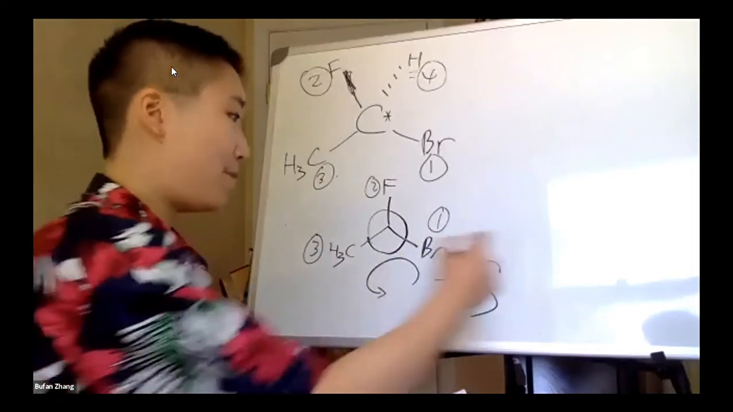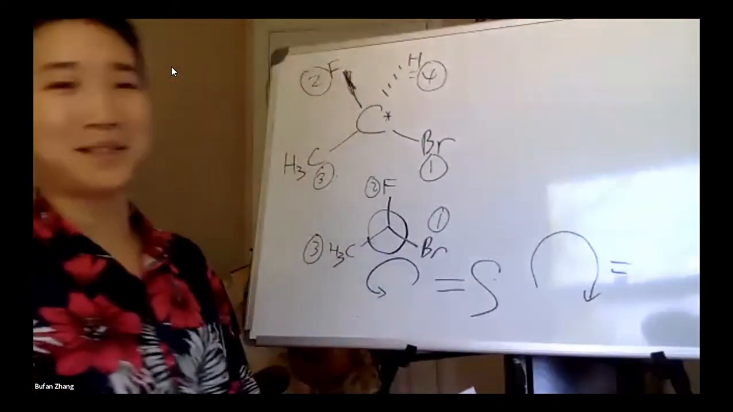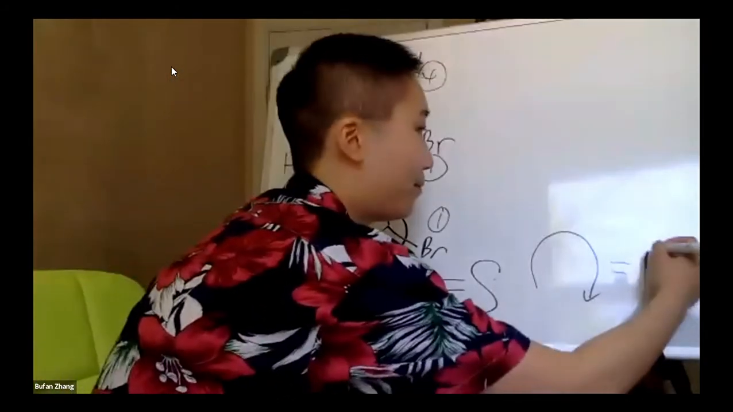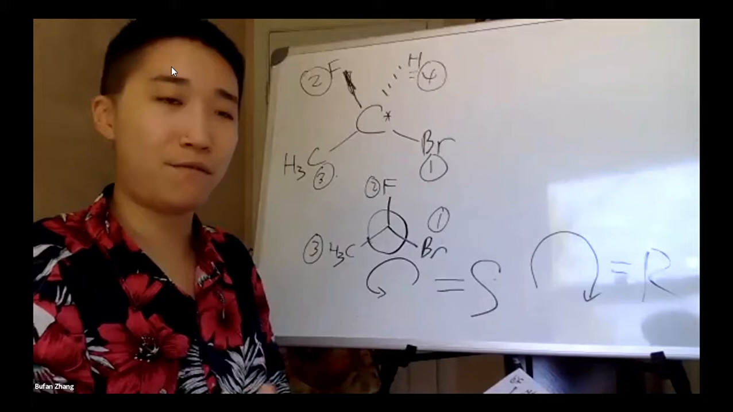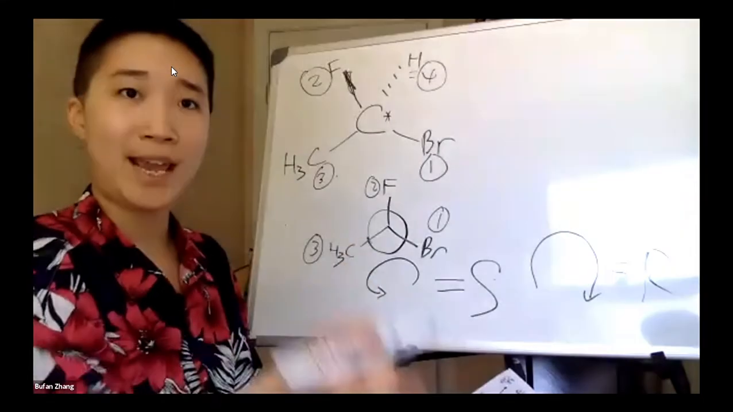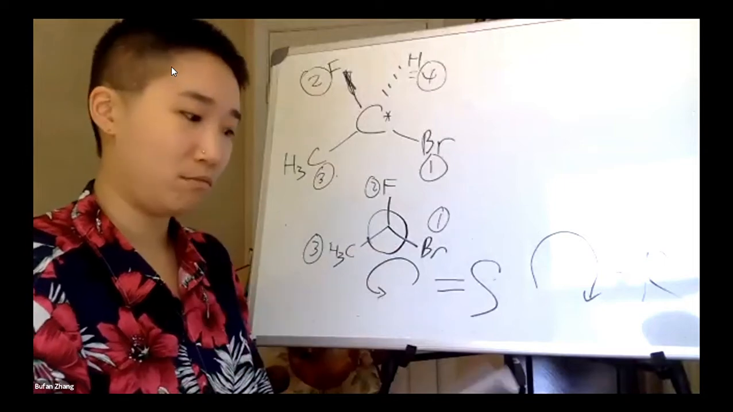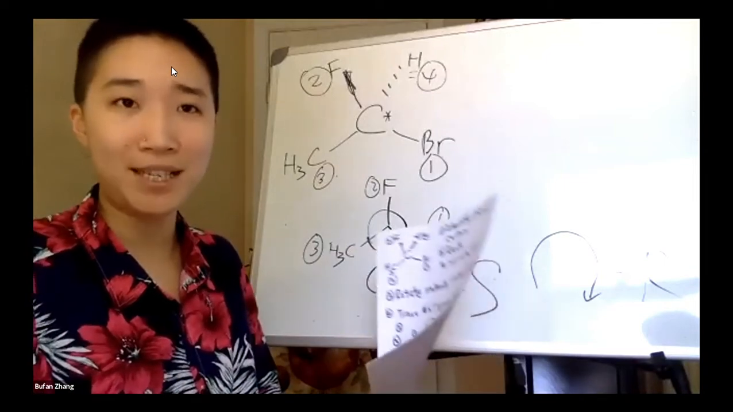But how about if it goes clockwise? Can anybody guess? R. It's going to be called R. You're absolutely right. So this is the difference between S versus R. If you draw the Newman projection and it goes counterclockwise, it's S. If it goes clockwise, it's R. So, awesome. Here I'm going to add a little bit of difficulty to this.